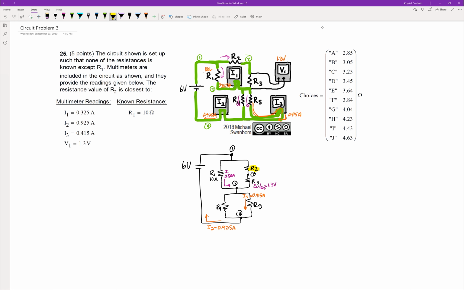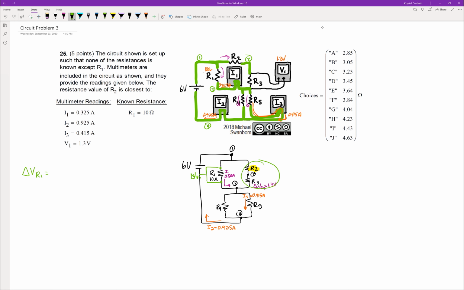Looking at the current that passes through R1, I believe that I can find the current that passes through R2 and R3. Knowing that the value of R1 is 10 ohms and the current that passes through R1 is 0.325 amps, I can find the voltage drop across R1. Once I find the voltage drop across R1, I can use that information to find out more about the components that are in parallel to R1. I might also be able to use the current to find more information about that part of the circuit as well. First, let's find the voltage drop across R1.